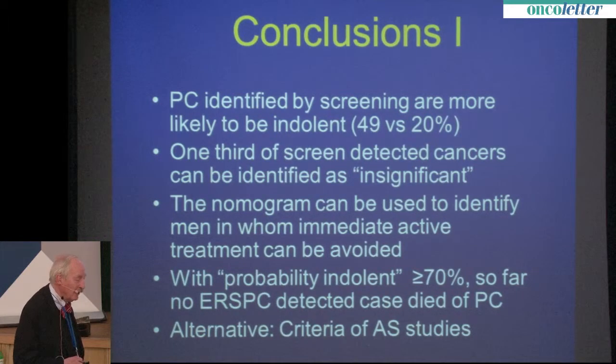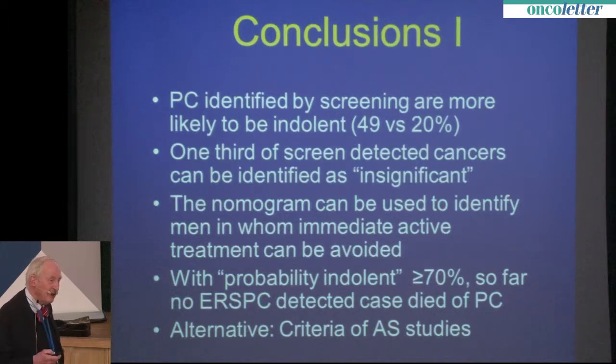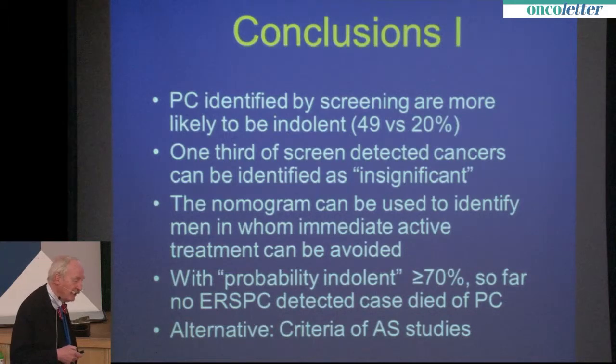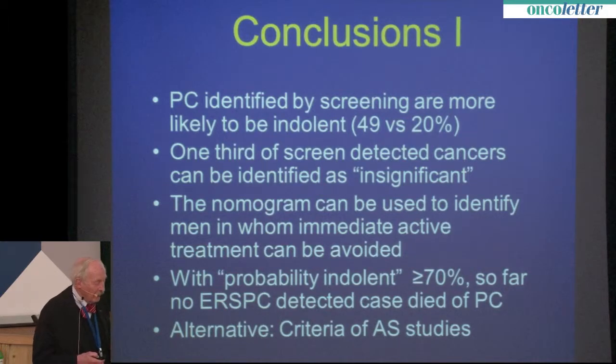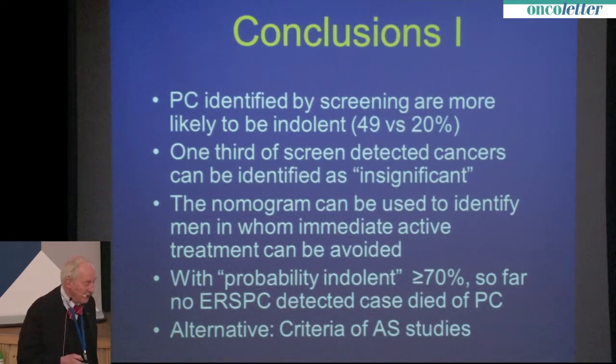The nomogram can be used to identify men in whom immediate active treatment can be avoided. And if we use the 30% cutoff that I showed, we haven't seen a single prostate cancer death with that cutoff value. So it seems to be safe with a relatively long follow-up. With a probability of indolent of more than 70%, so far we haven't seen any prostate cancer deaths. That's what I just said.